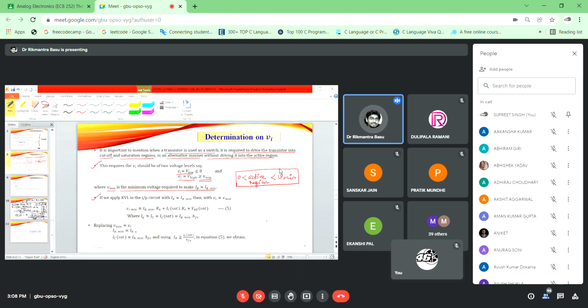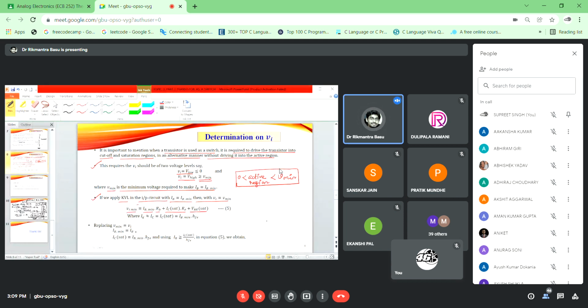If we apply Kirchhoff's voltage law in the input circuitry of the same generalized transistor circuitry, now we are applying the KVL separately to the input loop and output loop, with IB equals IB minimum, where VI equals VI minimum. So we can write VI minimum equals IB minimum into RB, plus IC sat into RE, since we are driving the transistor in the saturation region, plus VBE sat. Never forget there is a base to emitter voltage also there.